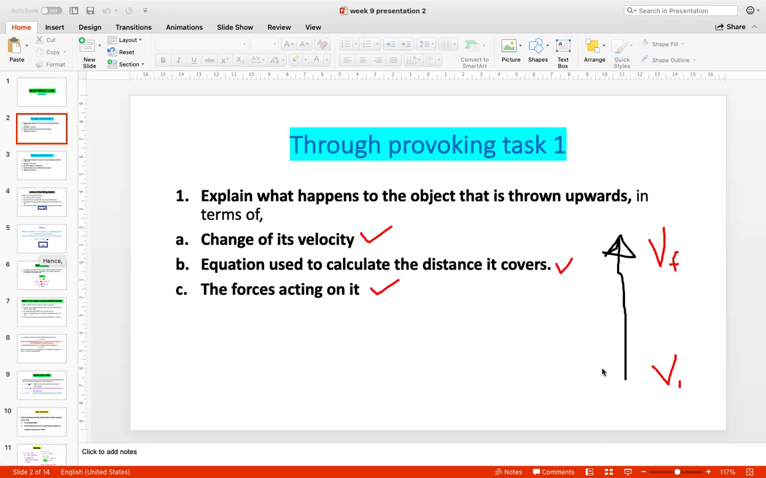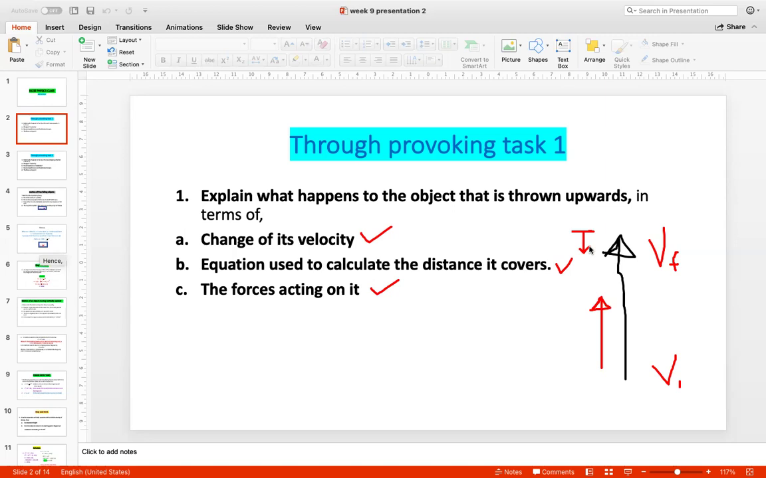So if we say this object was thrown upward, the only way this object will reach a certain point and then change direction, starting to fall down, is because there are forces acting on this object, and these are the forces that cause the object to stop moving, and thereafter it changes the direction. So these are the things that we have to understand.